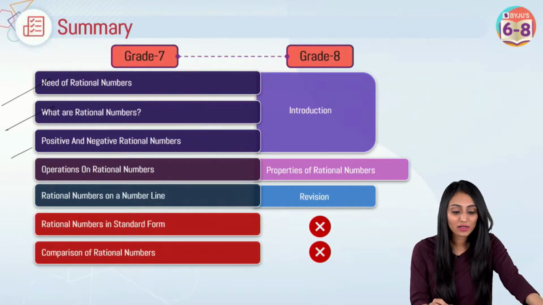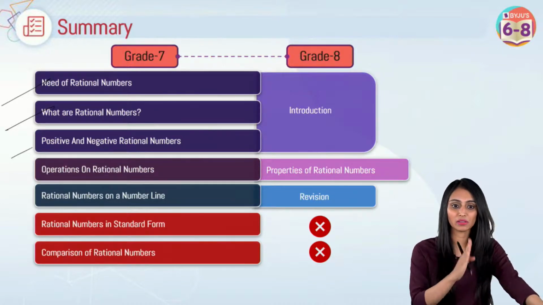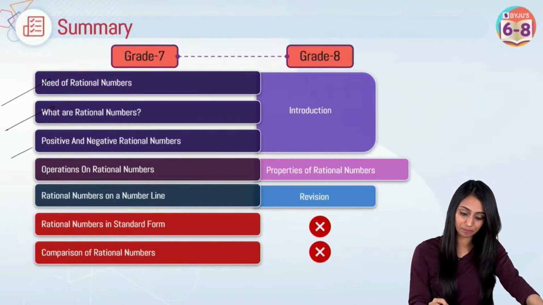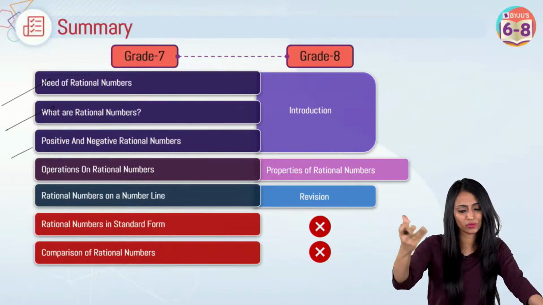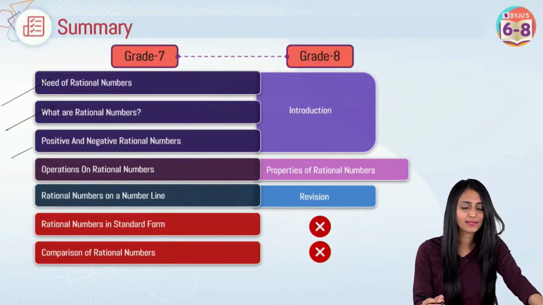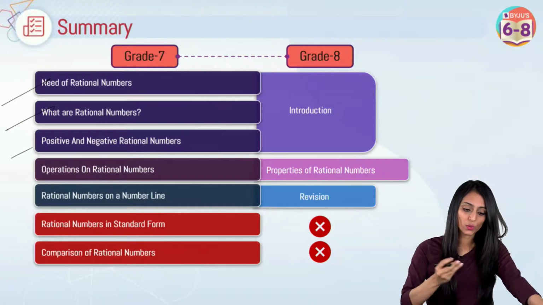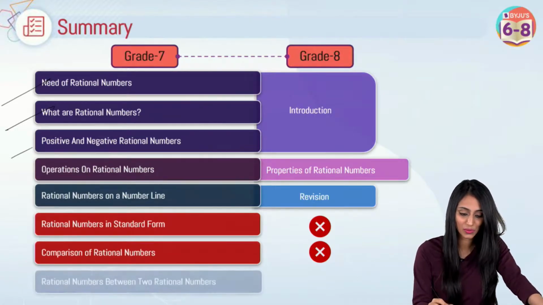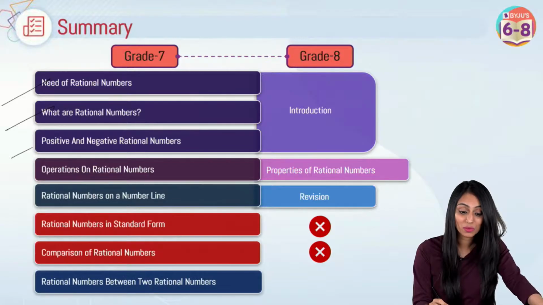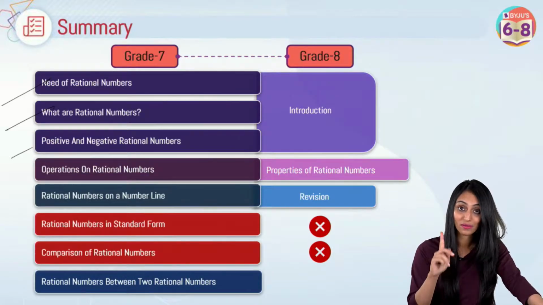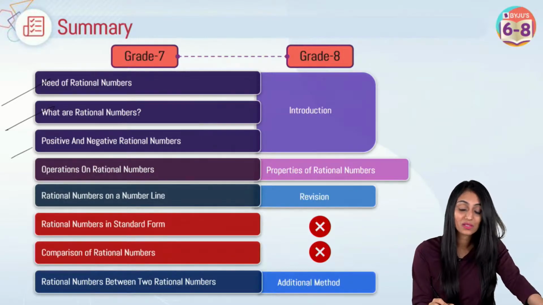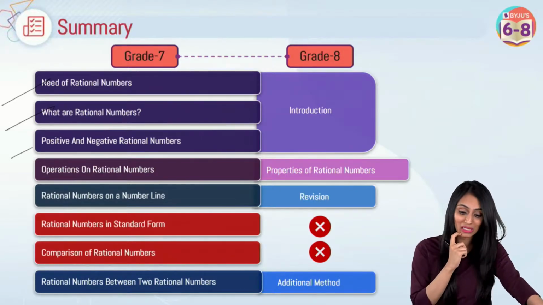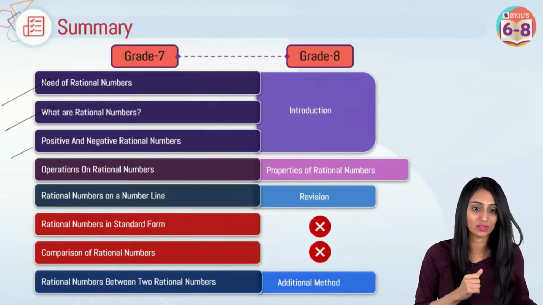Rational numbers in standard form and comparison of rational numbers, we have learned this in grade 7, but this is not a part of grade 8. Still, it's okay if you do a quick revision, because in maths you will find these things in other chapters also. Rational numbers between two rational numbers, 2 methods are there. This grade, we will be learning another one, how to find them using the average method, the mean method. This is the additional method that we are going to use.